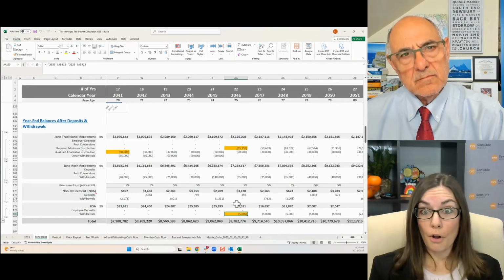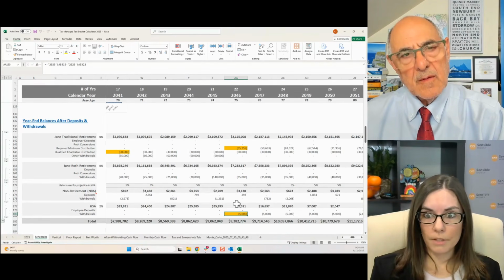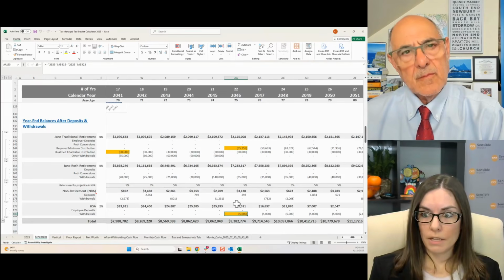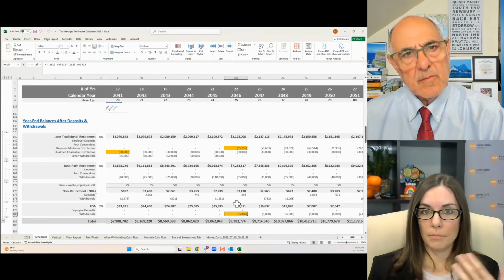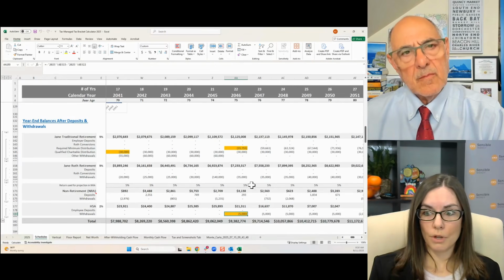But overall, the tax managed strategy is, can we do some Roth conversions? Can we take advantage of charitable tax opportunities? And can we try to proactively make some decisions to reduce future RMDs?